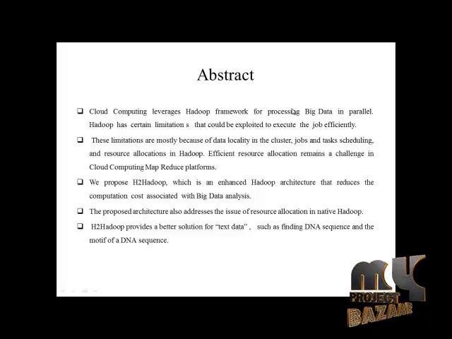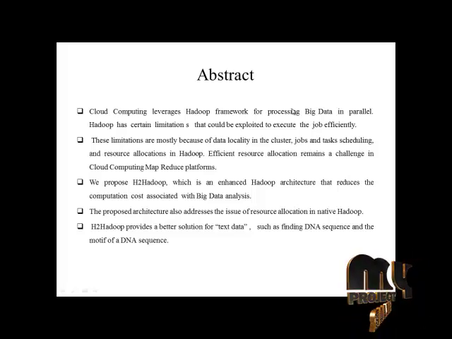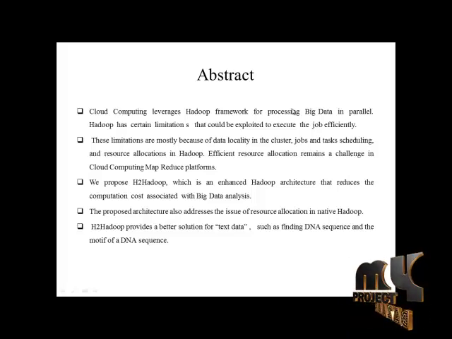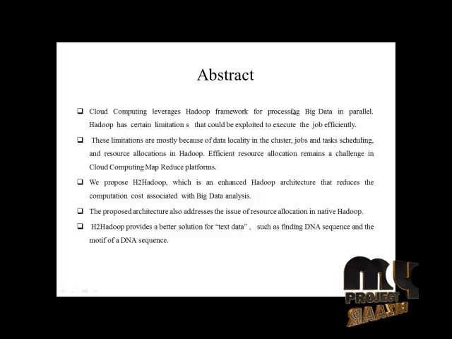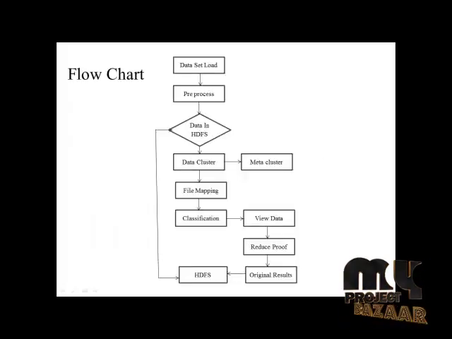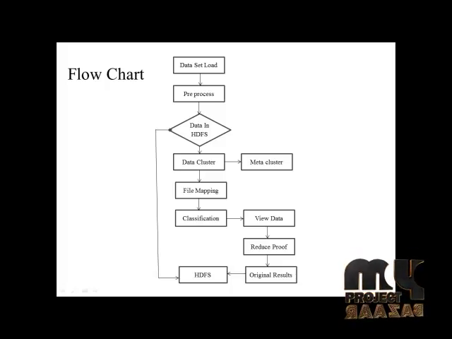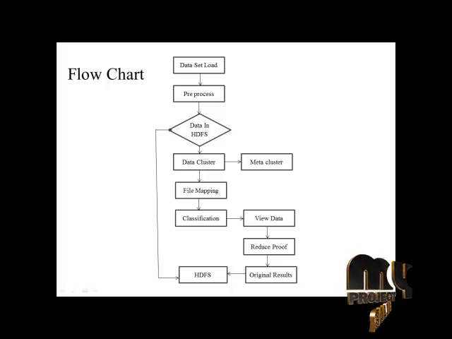Hadoop provides a better solution for data mining and processing text data, such as finding DNA sequences and modifications of DNA sequences. This is the flow diagram for improving Hadoop performance using the big data concept. The first step is the dataset load. Here, based on certain or multiple attributes, we create the dataset.